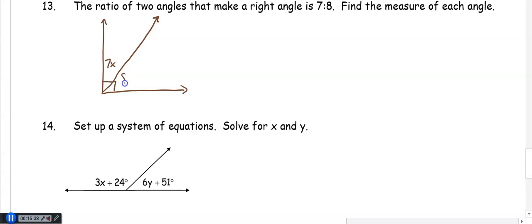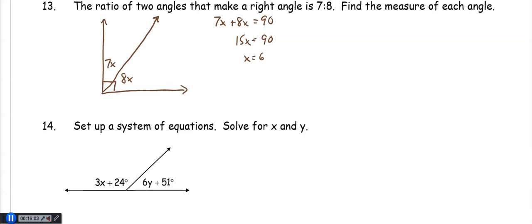So we're going to call x our multiple because we don't know what that multiple was to make those angles. So right now we have 7x and 8x as our angles. We know together that is 90 degrees. So 7x plus 8x is equal to 90. 15x is equal to 90. So when we divide, we get x is 6. So now that we know x is 6, we can substitute in to get our angle measurements. So 7 times 6 is 42 degrees, and 8 times 6 is 48 degrees.